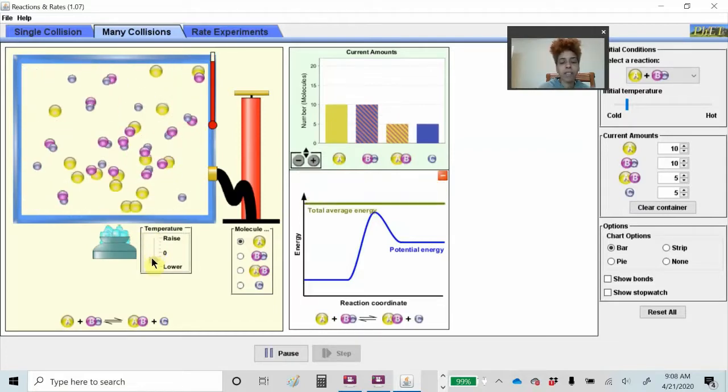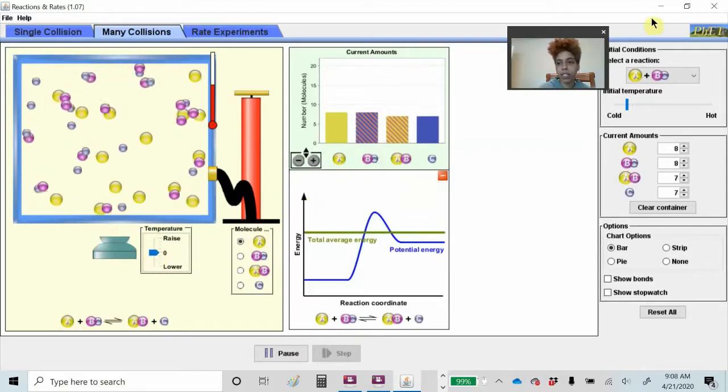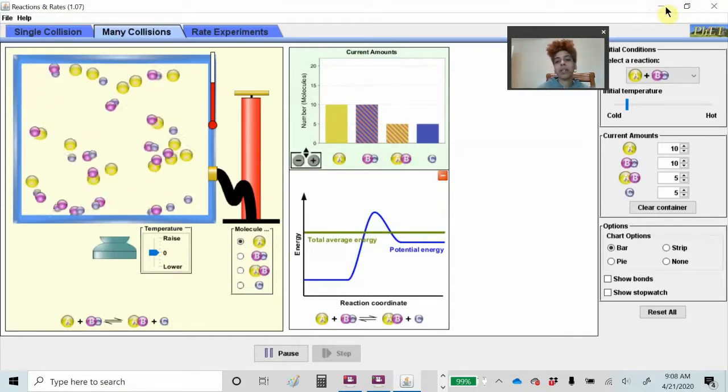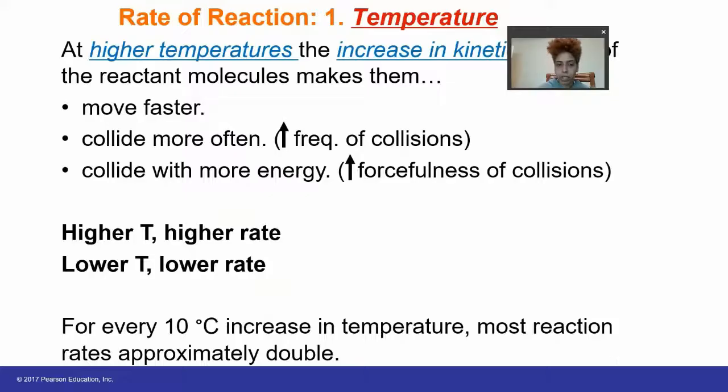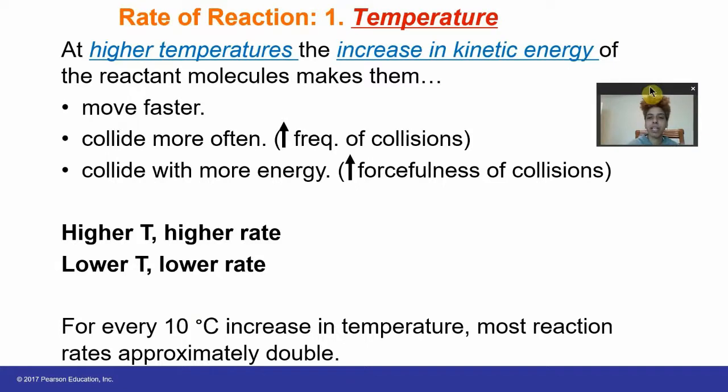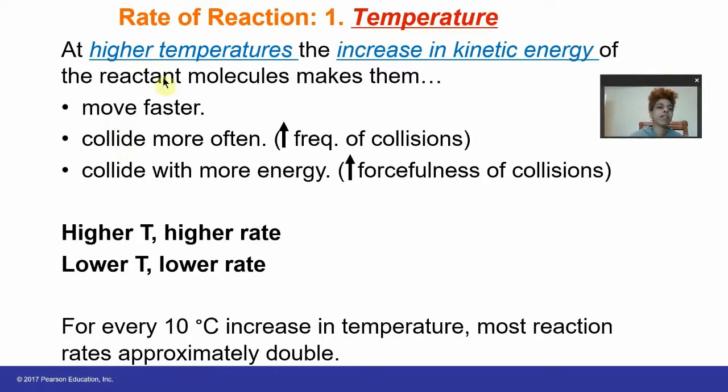And I still end up having these constants so often, okay? So temperature is going to affect the rate, all right? At higher temperatures, I increase the kinetic energy of the molecules, making them move faster. If they move faster, they collide more often, and they're colliding more often with more energy. So I increase the frequency of collisions and the forcefulness of those collisions. So higher temperatures generally are going to increase the rate. Lower temperatures are going to decrease the rate of most chemical reactions.